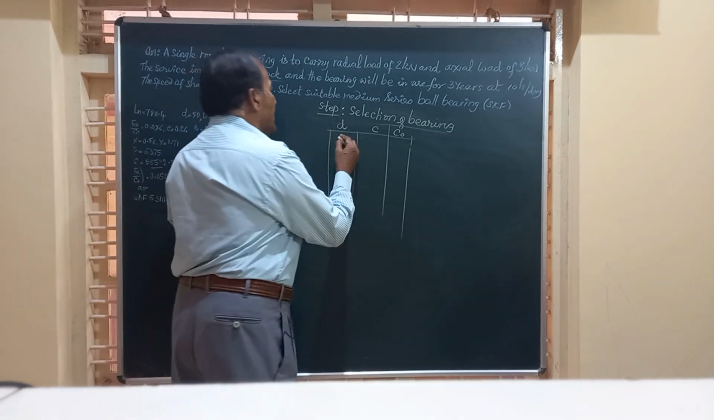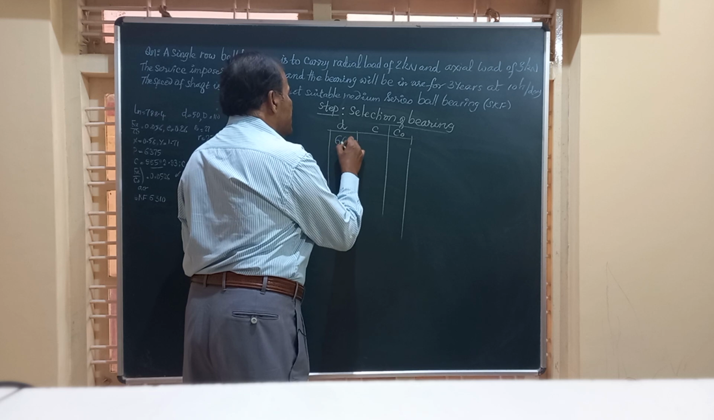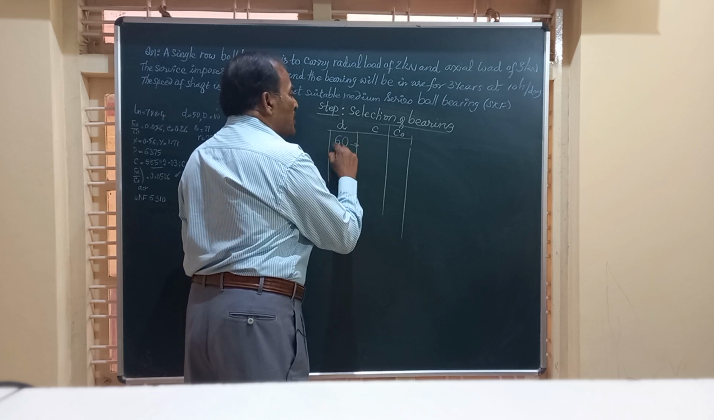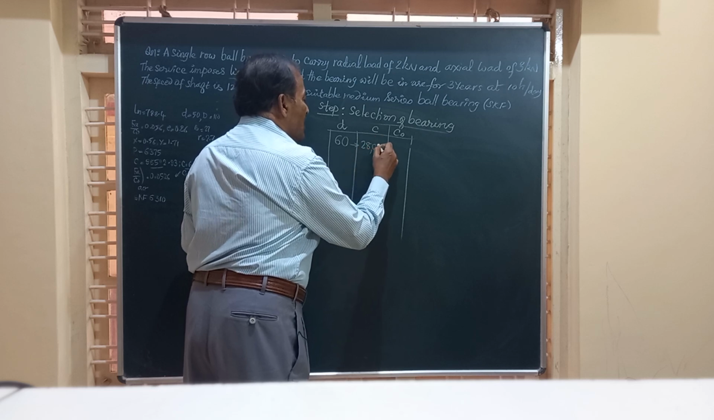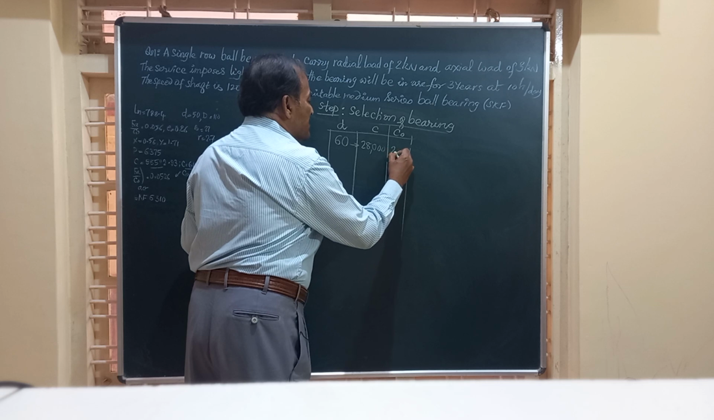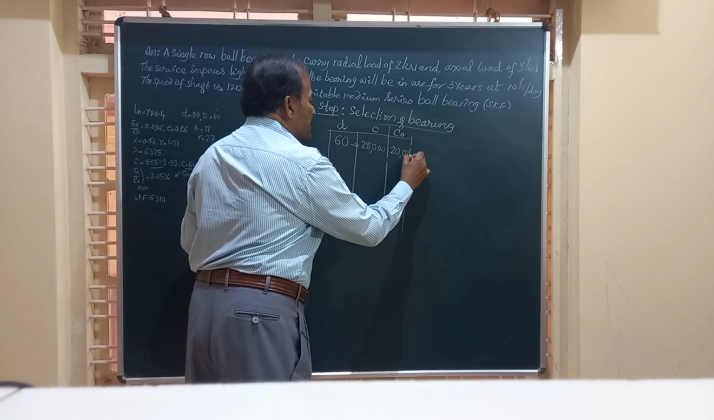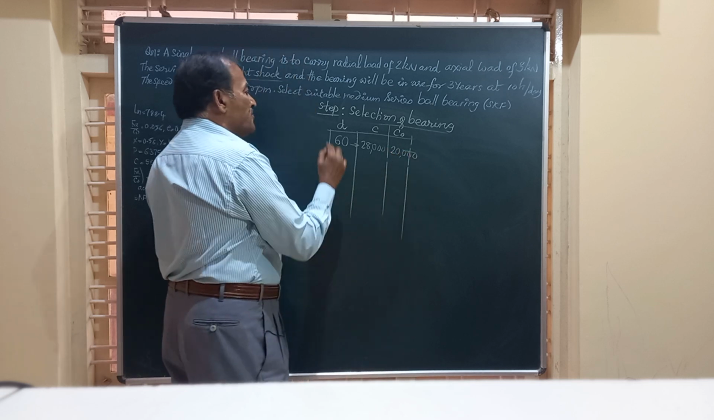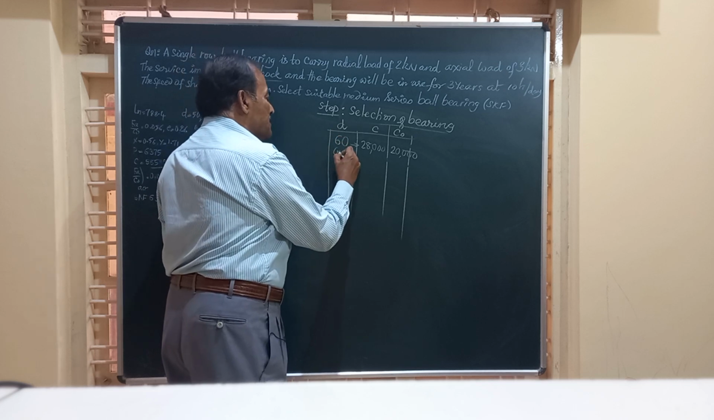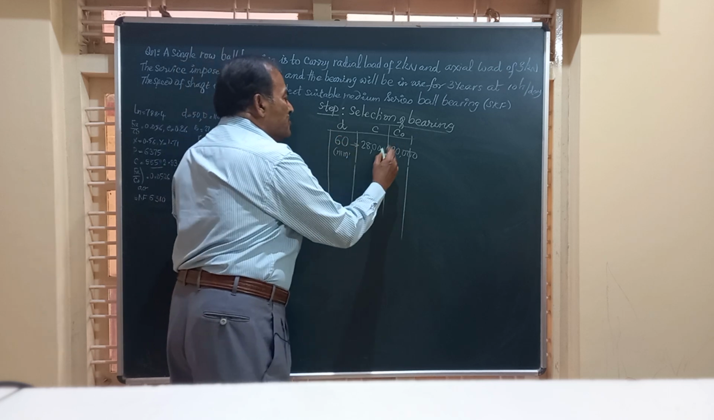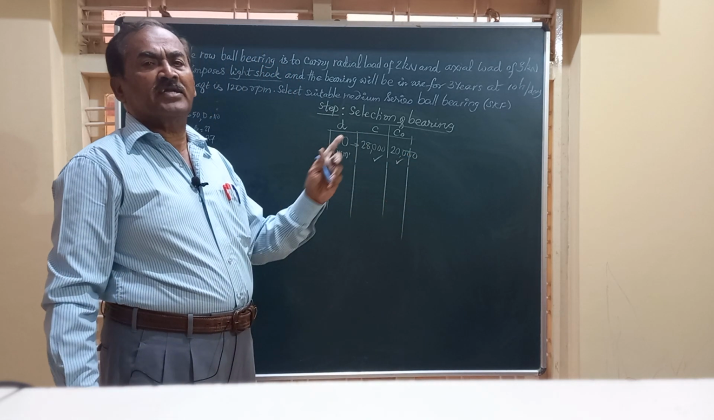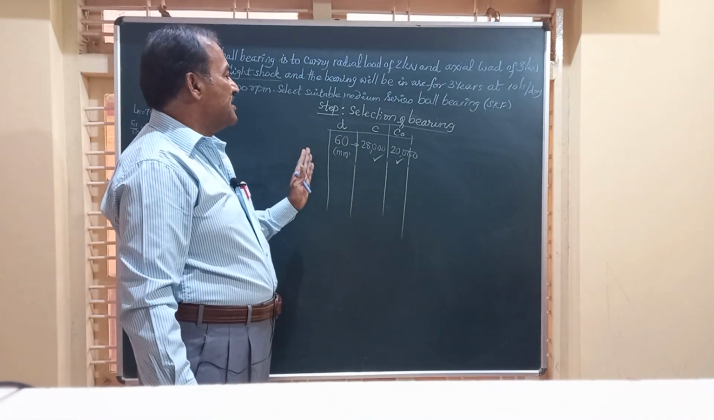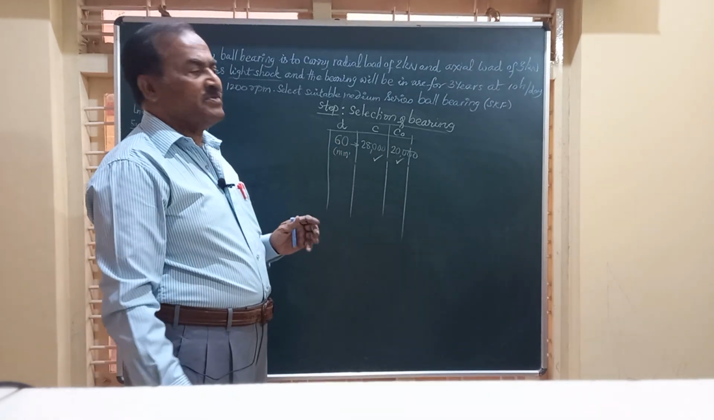So if you know the diameter, say some 60 millimeter dia, you will have corresponding to that the value of C, so many newtons, maybe 28,000 newton, and this may be 20,000 newton. Like this you have a table. So if you know the diameter, you will be able to get the value of C and C naught, which can be substituted in the formula to obtain the diameter of the bearing.